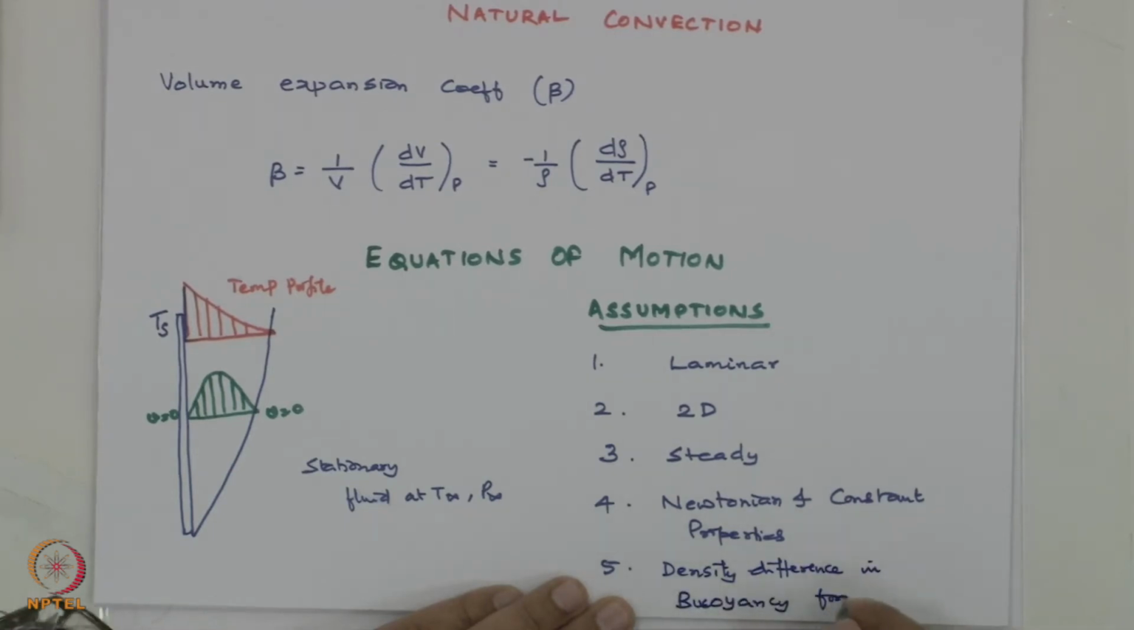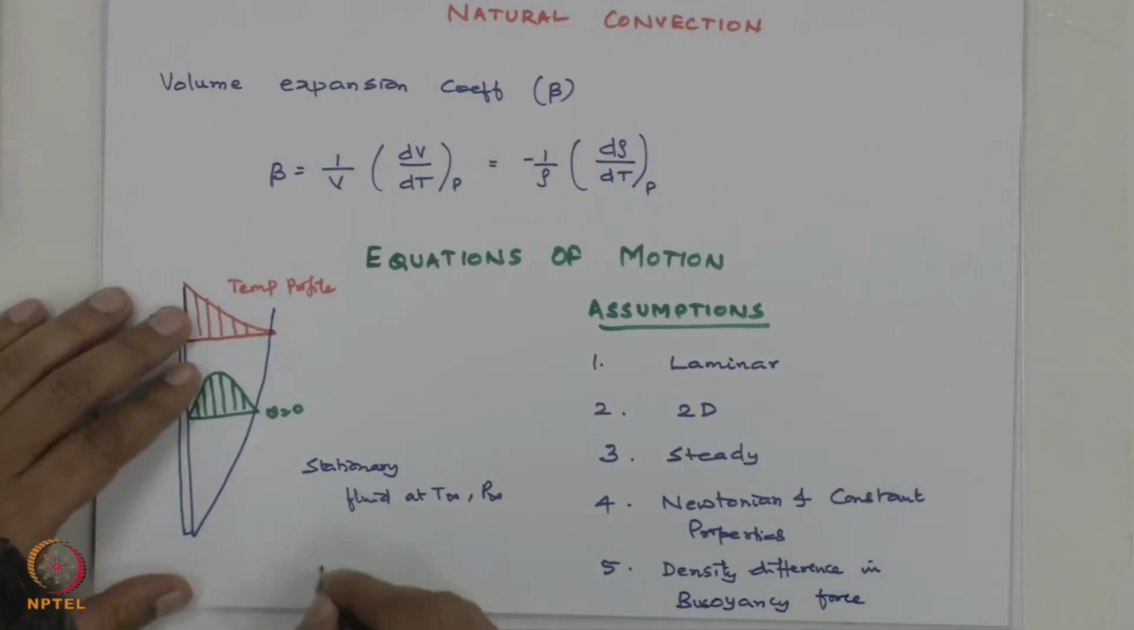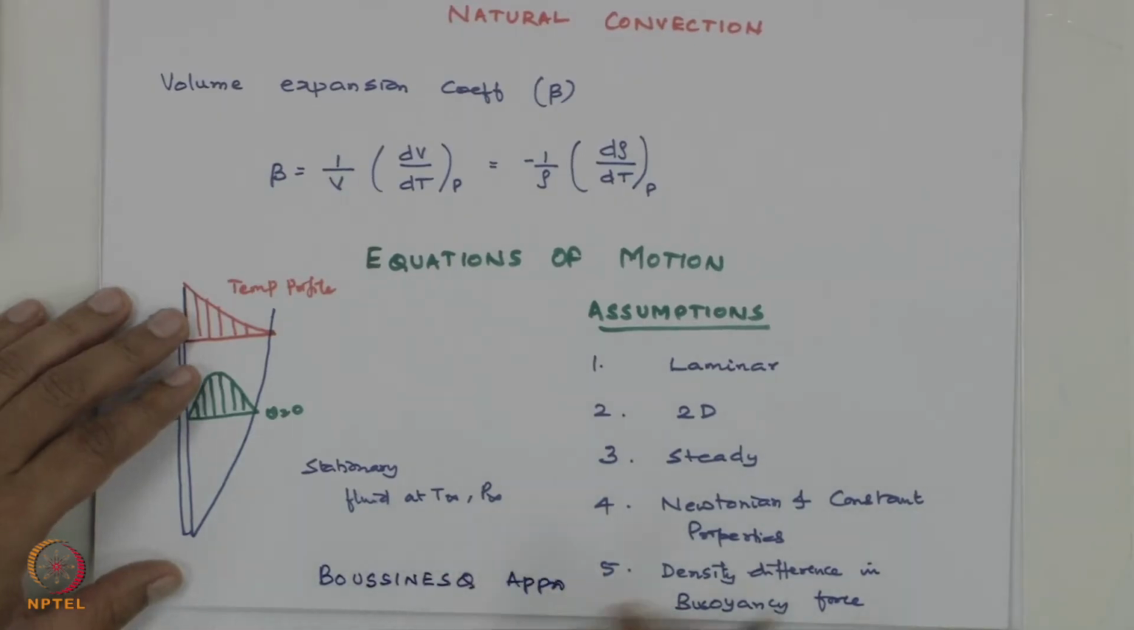If I don't consider this density difference in the buoyancy force, if buoyancy is not there, then there is no question of natural convection. So the buoyancy force is the driving force. This is what is called the Boussinesq approximation. So we are making this Boussinesq approximation and going ahead.